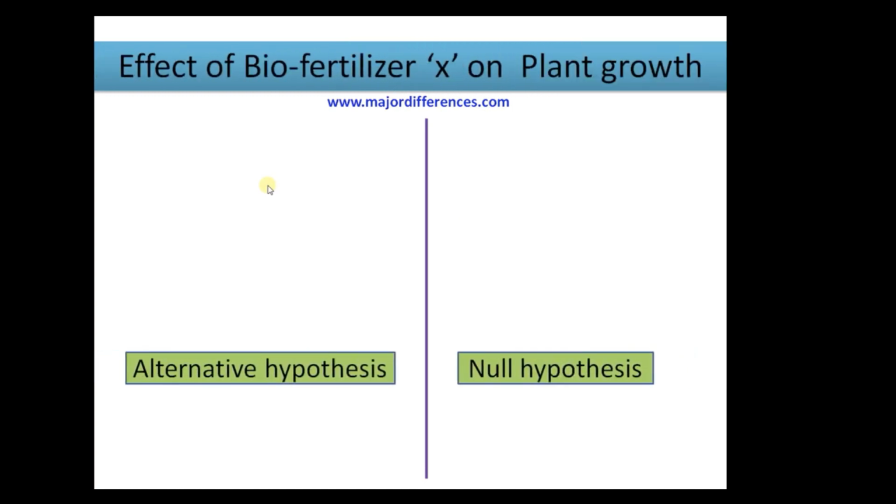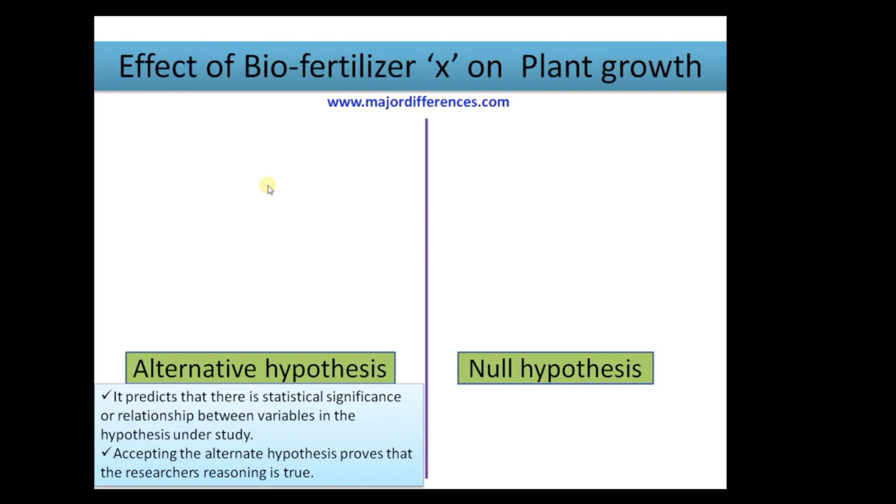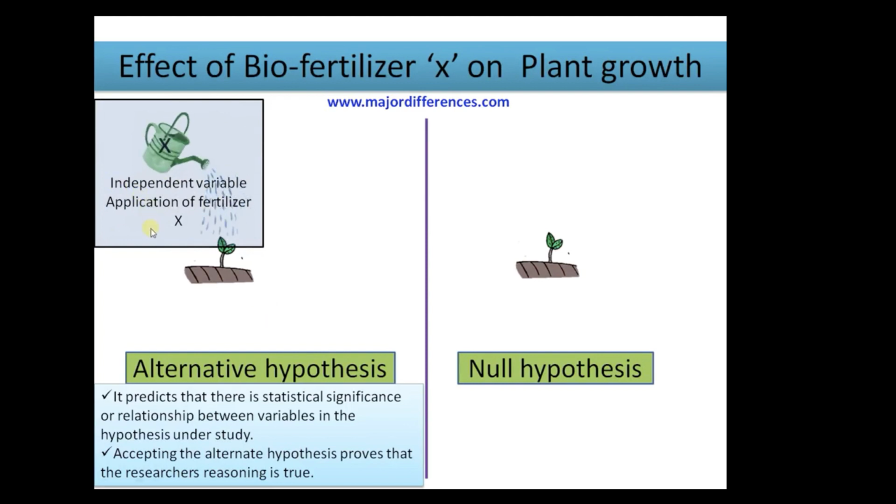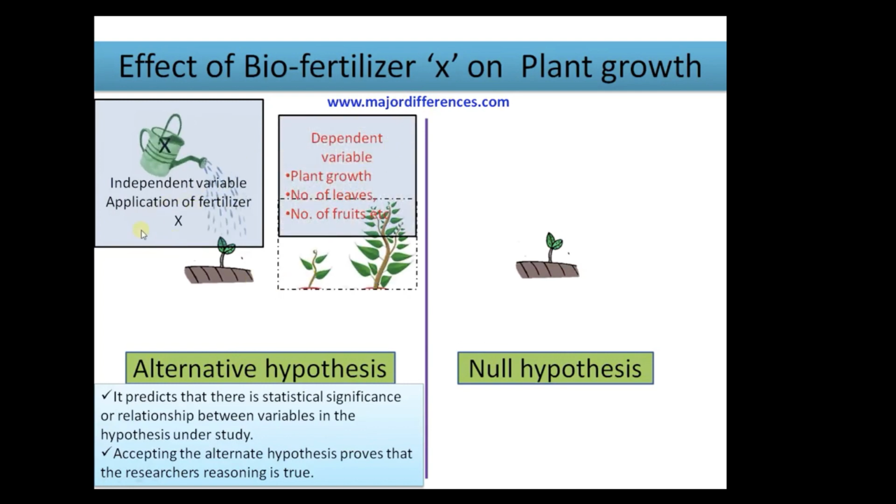Alternative hypothesis predicts that there is a statistical significance or relationship between the variables in the hypothesis under study. In this experiment there are two variables. First is the independent variable. It is a variable that the researcher changes. In this experiment it is the application of fertilizer X. Whereas a dependent variable is a variable that is affected by the change in the independent variable, or in other words it is dependent on the independent variable. So application of fertilizer X may affect plant growth, number of leaves, number of fruits, etc. Therefore alternative hypothesis predicts that there is a relationship between these two. Change in the independent variable significantly affects the dependent variable, or the researcher predicts that application of fertilizer X increases plant growth, number of leaves, number of fruits, etc.